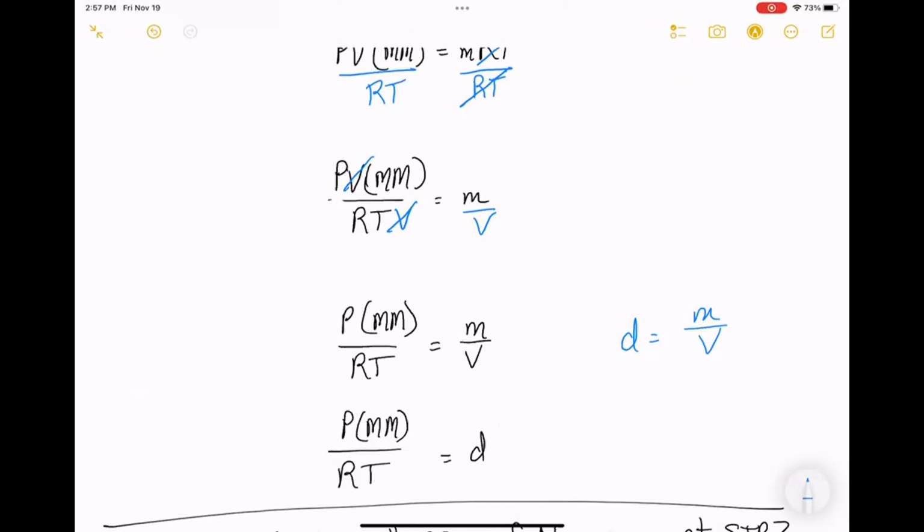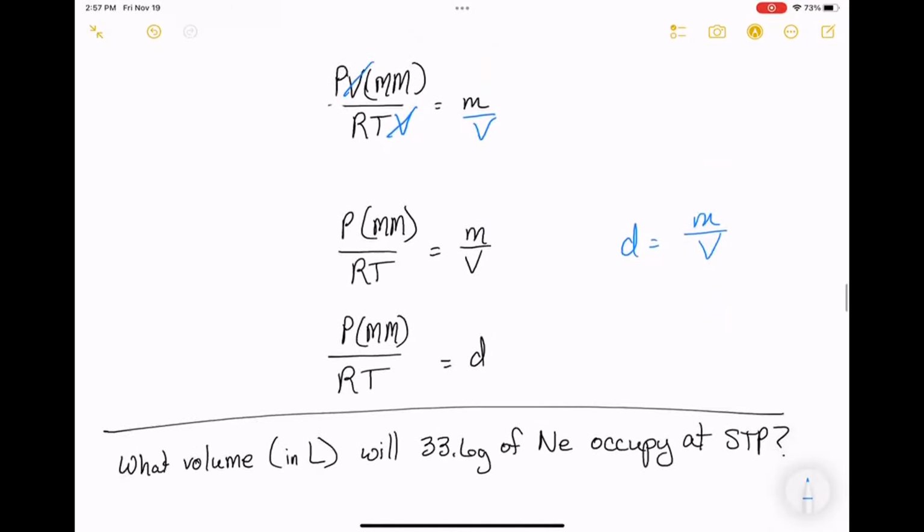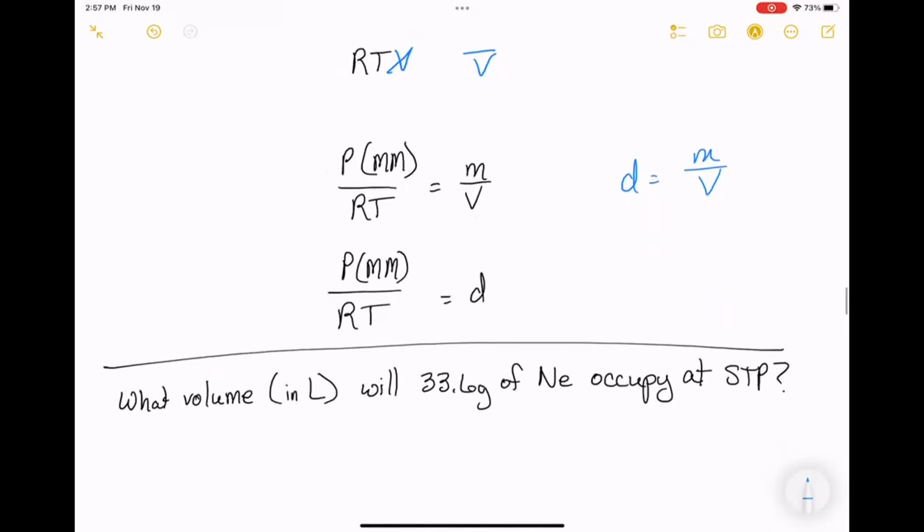Yes, you'll get these equations. Don't worry. You're going to get your equations. So let's look at an example.